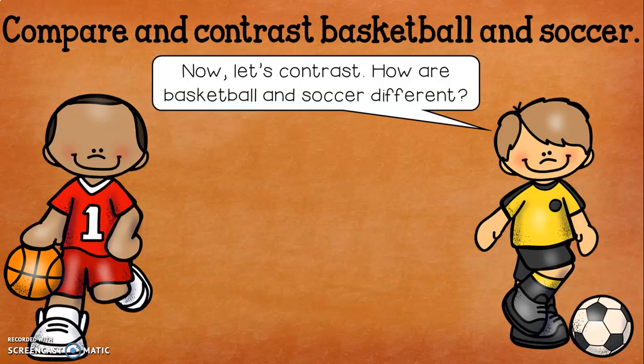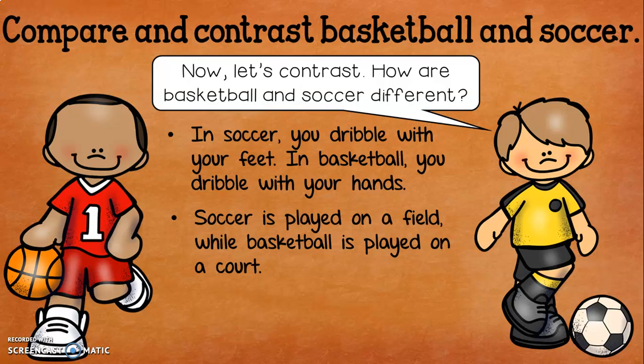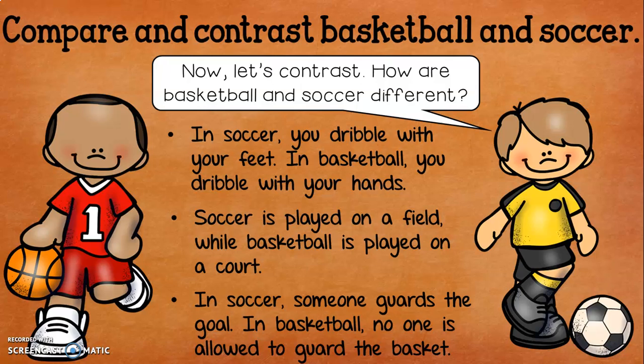Okay, so let's try contrasting. How are basketball and soccer different? Well, in soccer, you dribble with your feet, but in basketball, you dribble with your hands. Soccer is played on a field, while basketball is played on a court. In soccer, someone guards the goal. In basketball, no one is allowed to guard the basket.